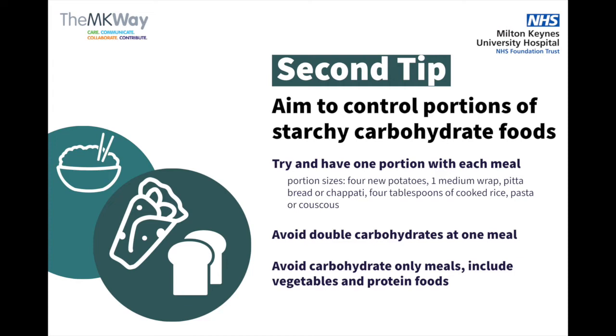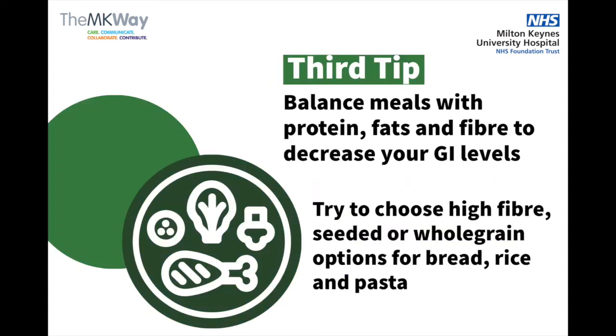Also, try to avoid carbohydrate-only meals, for example, pasta and sauce, a pizza, a jacket potato. Instead, you should include vegetables and protein foods alongside. And finally, it's important to aim to balance your meals with protein, fat, vegetables, and fibre to decrease the glycaemic index, or GI. Protein and fat slow down digestion and so allow food in the gut to release glucose more slowly.